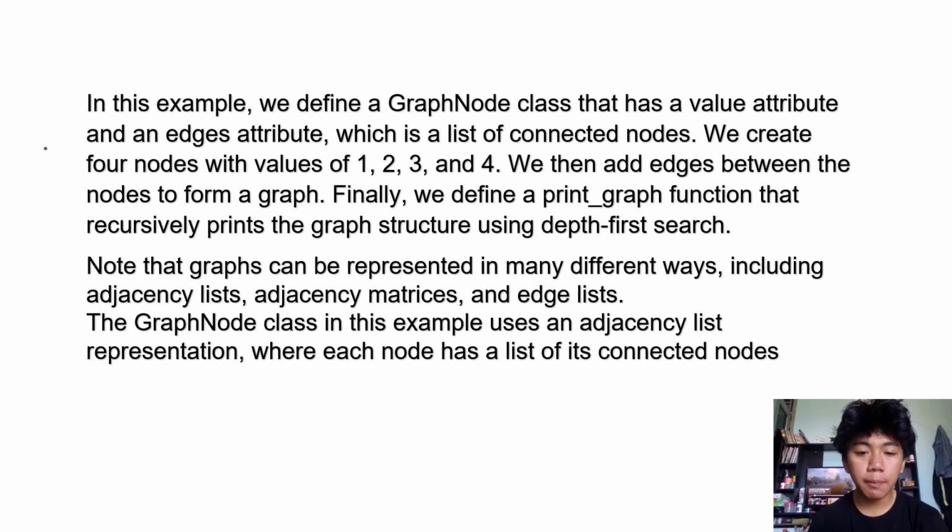Note that graphs can be represented in many different ways, including adjacency list, adjacency matrix, and edge list. The graph node class in this example uses an adjacency list representation, where each node has a list of its connected nodes.